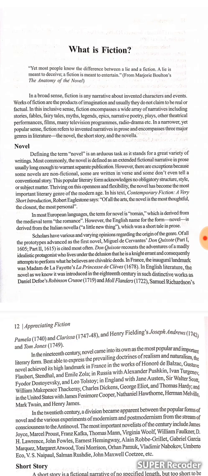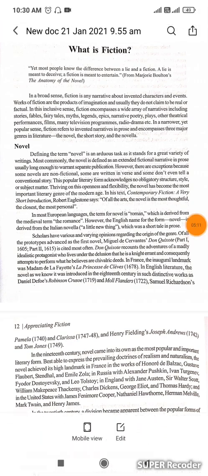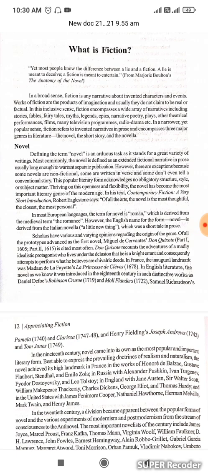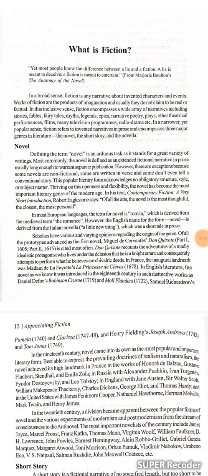Before that, we should analyze the etymology of the word novel. In European languages, the alternate term for novel is roman, which came from the medieval term romance. The English name novel came from the Italian word novella. Novella means something new. So, this is the etymology of the word.